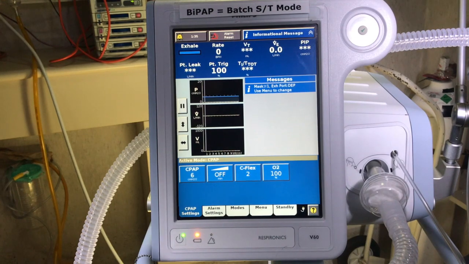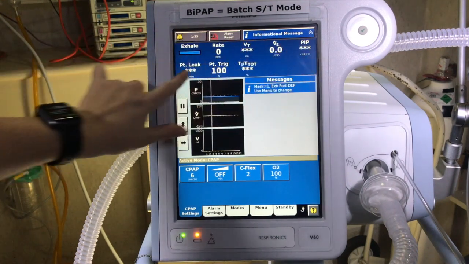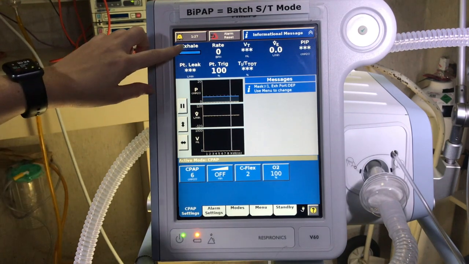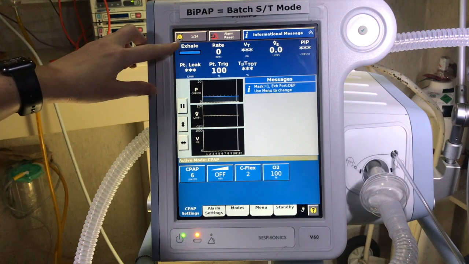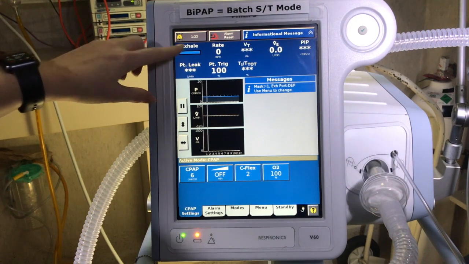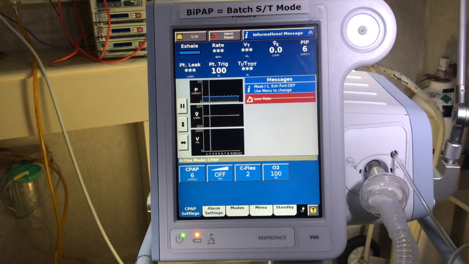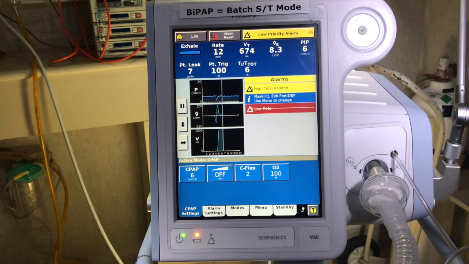Alright, so we're just going to quickly go over the patient data box up here and what the information means. So starting at the top, we have the stage of breath here. Depending on if the patient's inspiring or exhaling, it will let us know. So while obviously it's exhaling, let's say exhale. If we take a breath, we'll see that that changes to spontaneous breath.